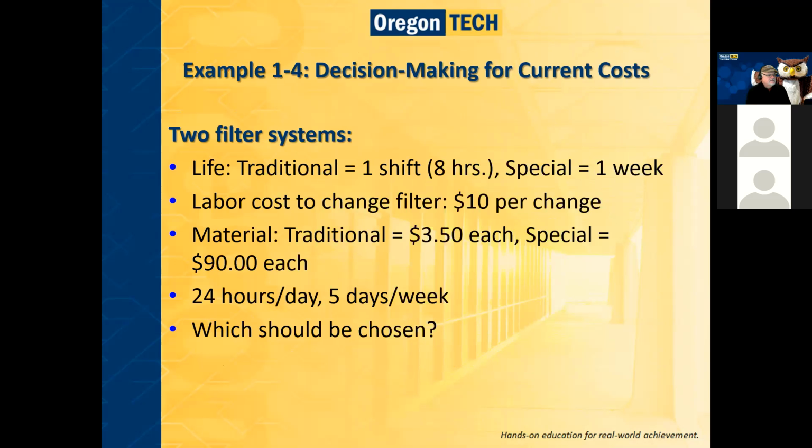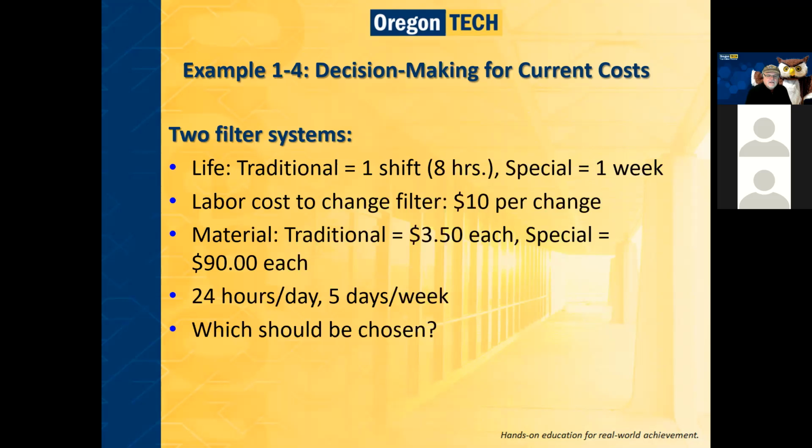Materials, the life of 2 filter systems. Traditional shift is 1 shift, 8 hours. Special is 1 week. Labor to change the filter is $10 per change. Materials, $350, $90, same things. 24 hours a day, 5 days a week. That answers the question, you know, as you write a problem, which should be chosen.